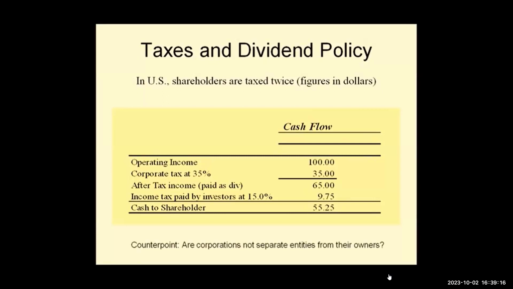The counter argument is that corporations are separate entities from their owners. As such, corporations and their owners are afforded special advantages and protections not available to either individuals or other types of firms. Hence, it is not inappropriate to tax corporations separate from their owners.